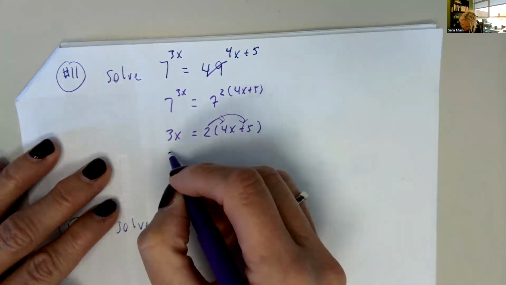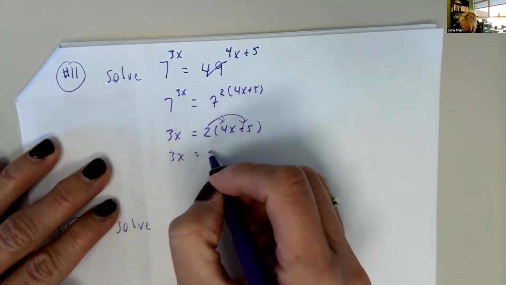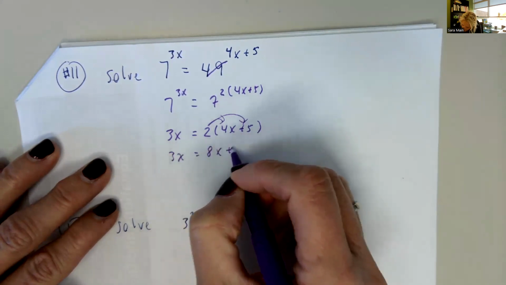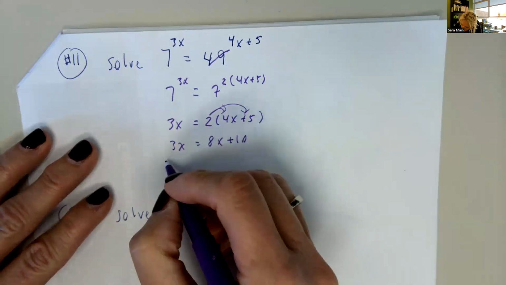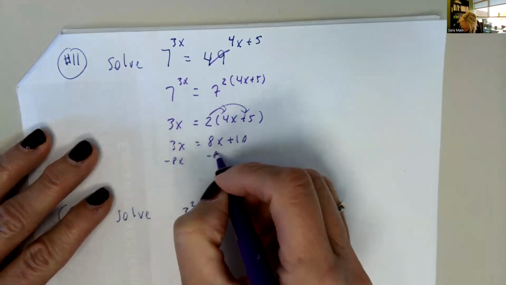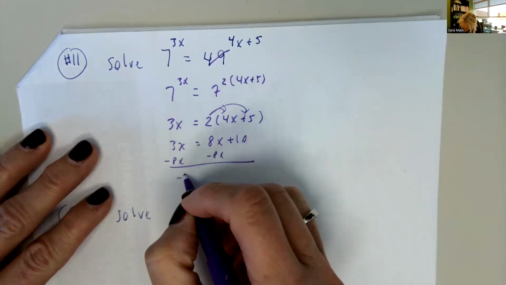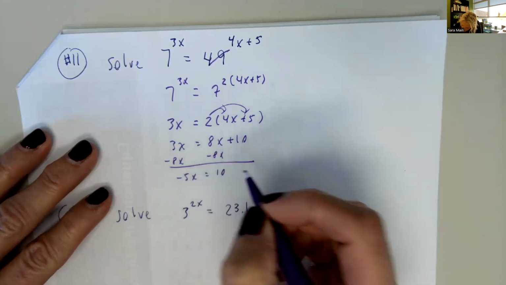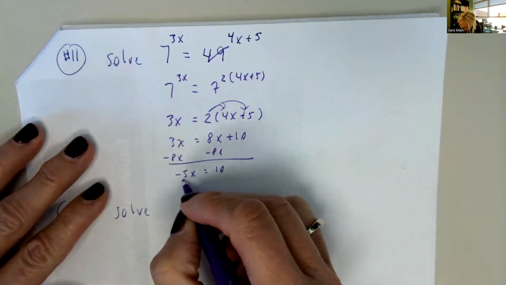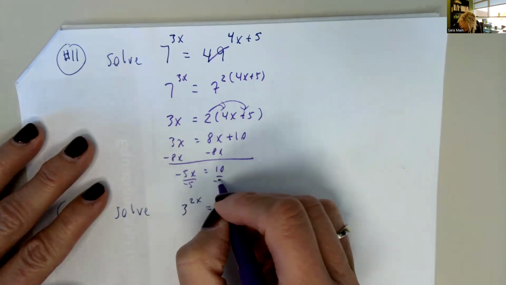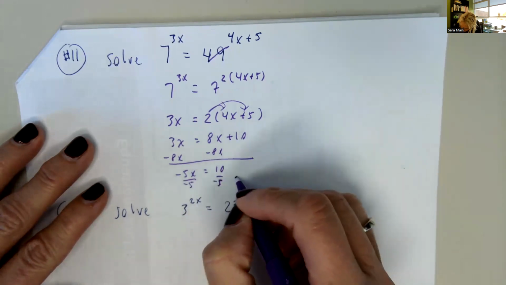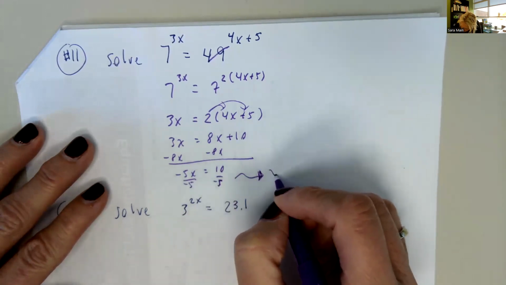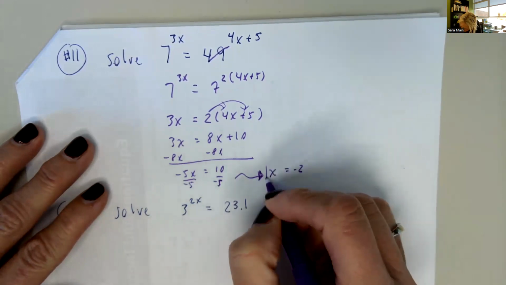So I'm going to distribute my 2 on the right to be 8x plus 10. I'm then going to subtract 8x from both sides. And then when I divide by a negative 5, we get x equals a negative 2.